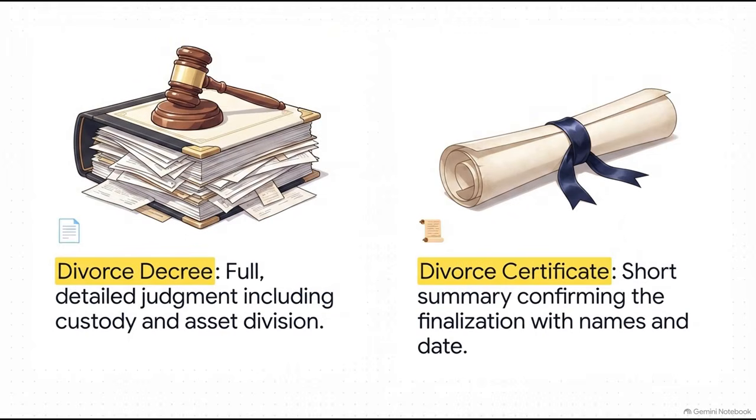Now, this right here brilliantly illustrates a crucial distinction. People mix this up all the time. You have the divorce decree and the divorce certificate. They are not the same thing. A divorce decree is the full, detailed judgment issued by the court. It's got all the intricate terms, the custody, the assets, the whole shebang. A divorce certificate, though, is just a short summary. It basically just confirms, yes, the divorce was finalized, and lists the names, date, and location. Knowing this ensures you aren't wasting time and you grab the exact document you actually need. If you want the deep details, you need the decree for sure.